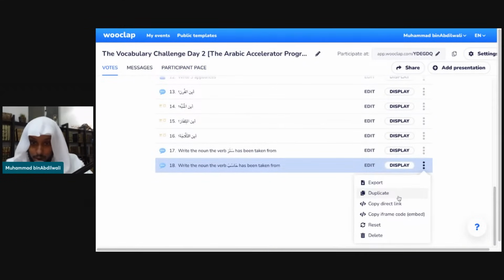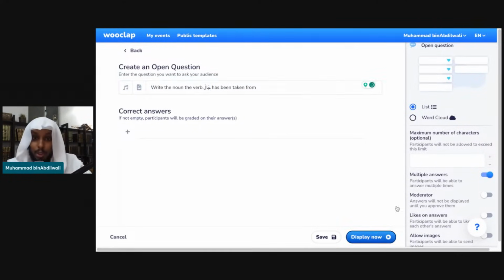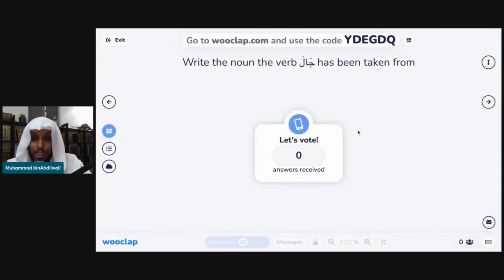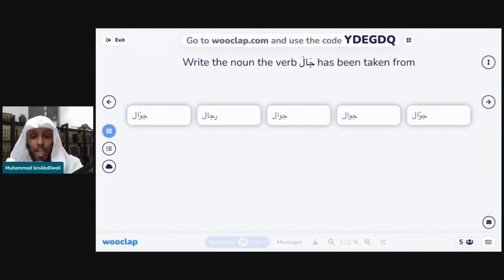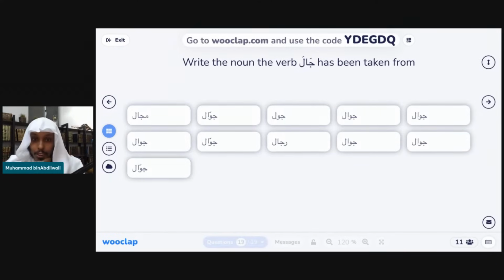Next one. I hope now you got the hang of it. Let's see if you can get this one right. Write the noun the verb جال has been taken from. Something, again, an appliance or a device that you probably would see in a house, right? رجال؟ لا. نعم. أحسنتم. جوال. طيب.